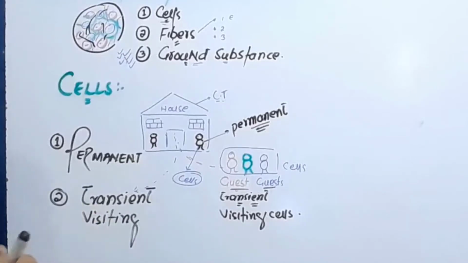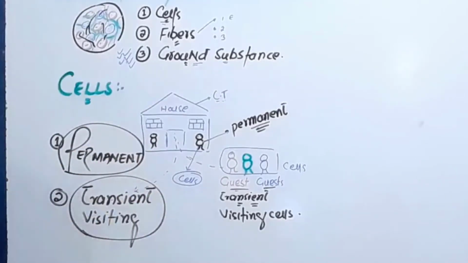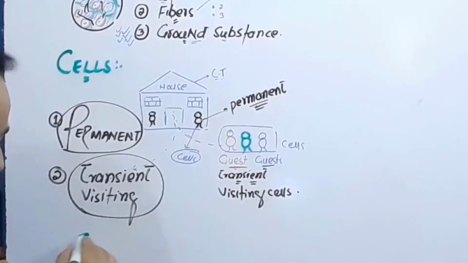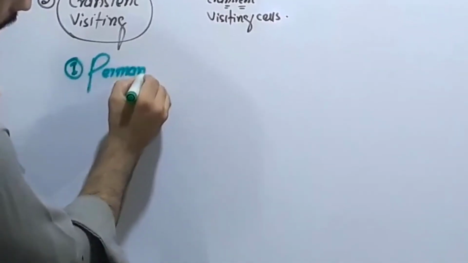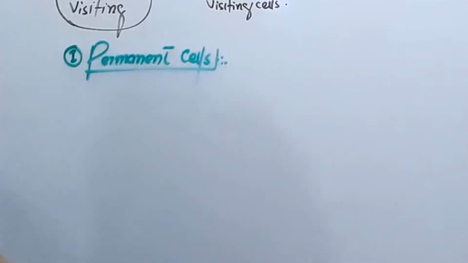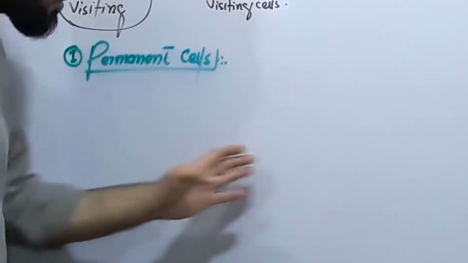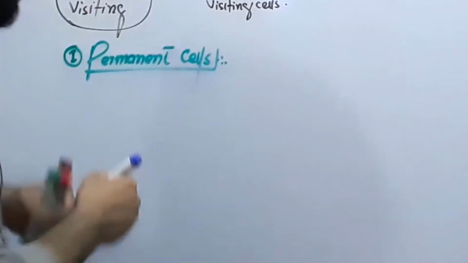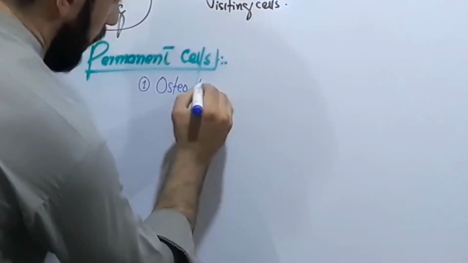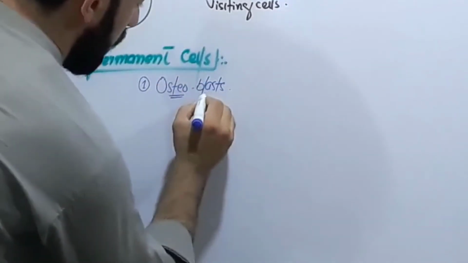Right, friends? So now we know that inside a connective tissue there are two types of cells: the permanent cells and the transient cells. Now let us discuss the permanent cells in big detail. Let me write here, the permanent cells of connective tissue. So friends, along with the recognition of these permanent cells, we will recognize the types of connective tissues which are present in our body. Right? So the first type of cell which is present in a connective tissue, which is permanently residing there and does not go anywhere, are called the osteoblasts. Osteoblast cells. Right?